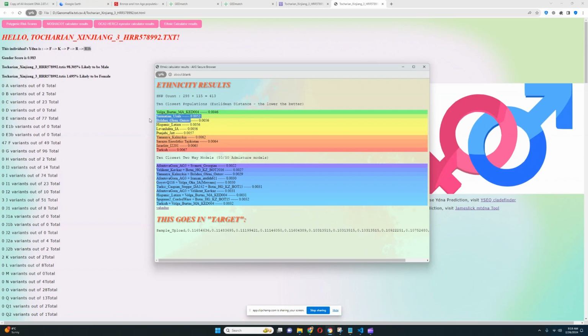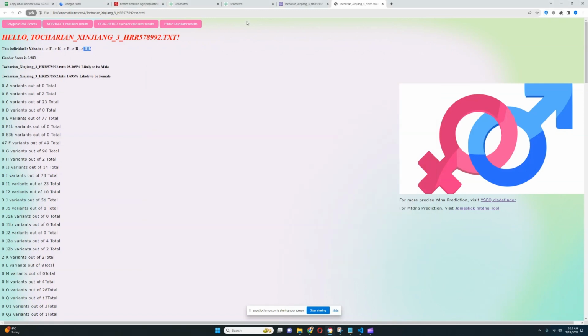Followed by that is Большой Оленьий Остров, which is kind of Siberian, West Siberian-like. Followed by that is Hispanics and Levan Lyukta and Punjabi Jats, which is very interesting. So that's what he scores with my ethnicity calculator, and this calculation was done with 413 SNPs. Okay, now let's look at what he scores with GED match.